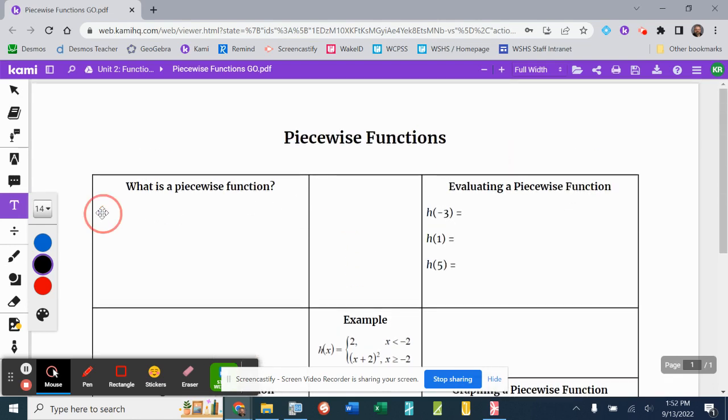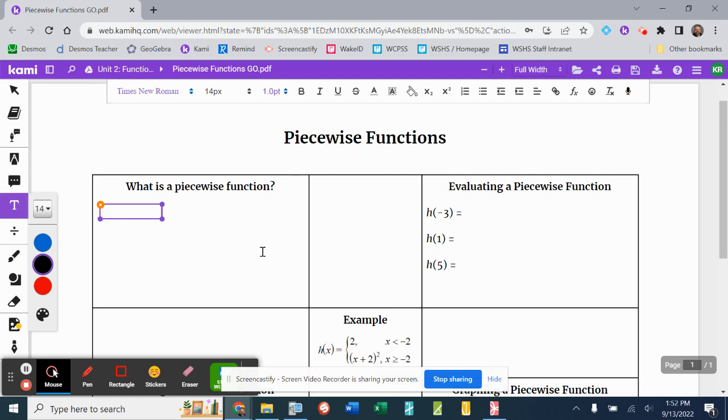What is a piecewise function? A piecewise function is a function with two or more rules called subfunctions that apply to different parts of the domain called subdomains.